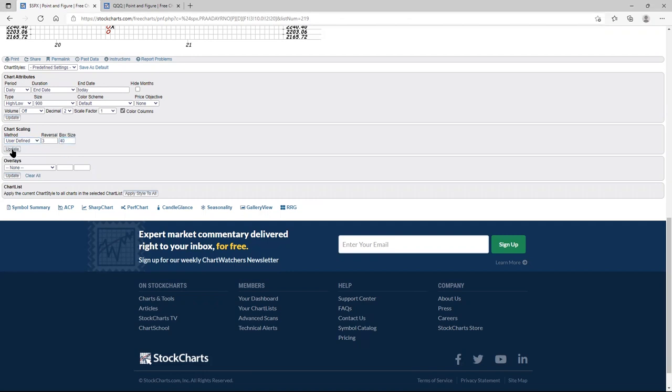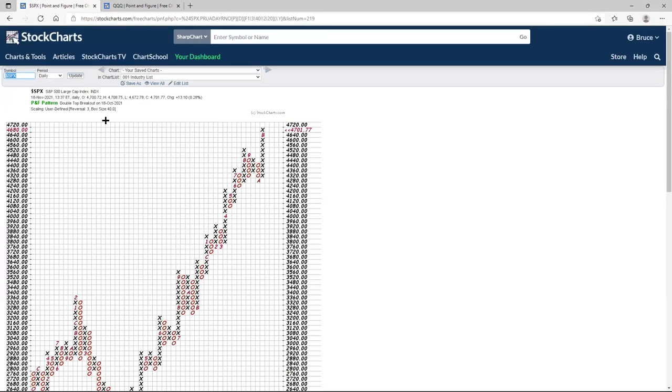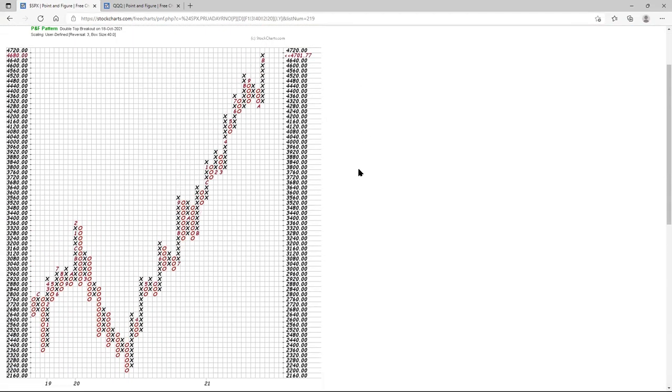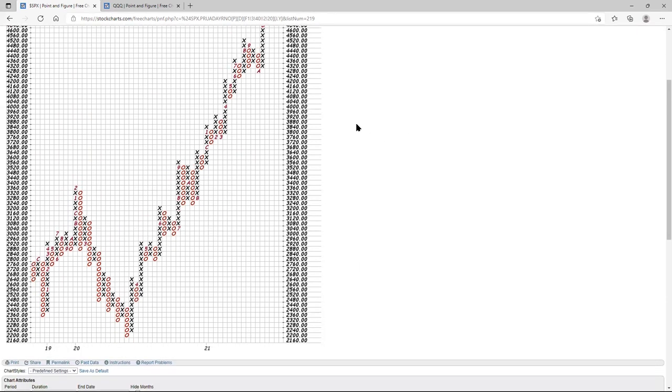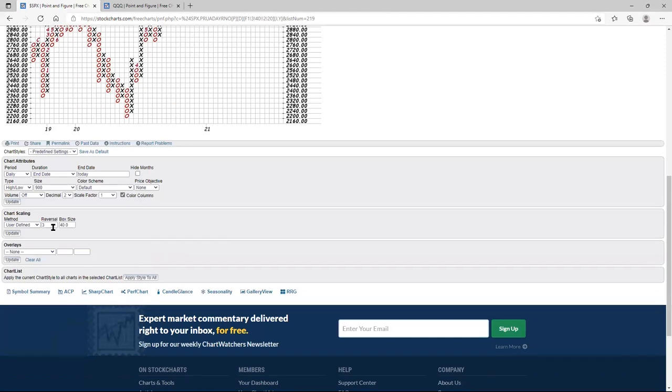So we go 37, 40, whatever, to 40. And you see, it doesn't really change things much, but now we have 40 point scaling all through here, all the way up. Now, let's jump ahead because this is a good time because of just the sheer nature of this move since 2020. Let's go ahead and put in percent scaling.